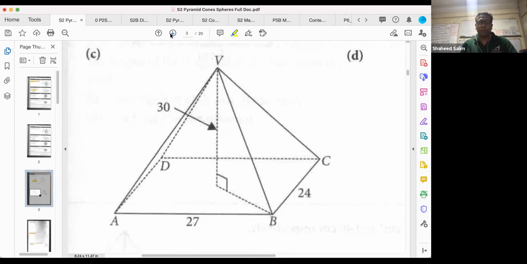Okay. Let's see. 27 times 24. That's the area now. Times height 30. Must divide by 3. Let me see, 27 times 24 times 30 divided by 3. Let's see now. Okay, so what's the right answer then? Remember, 1/3 times base area times height. That's the formula.